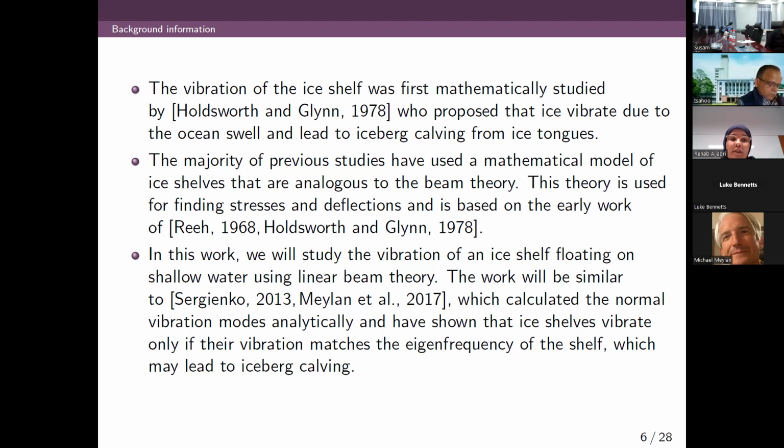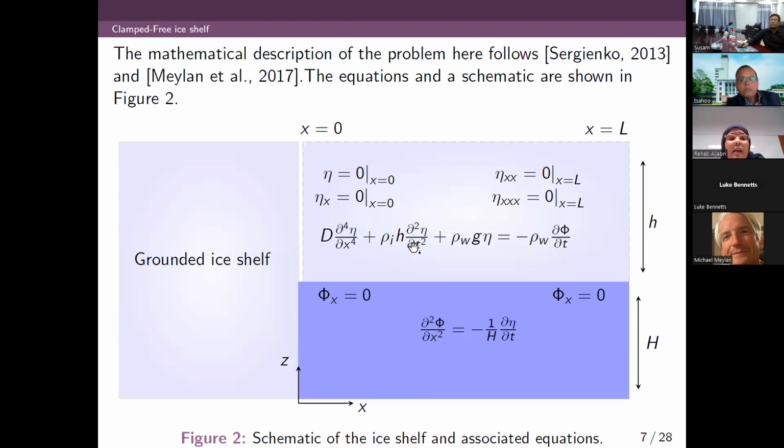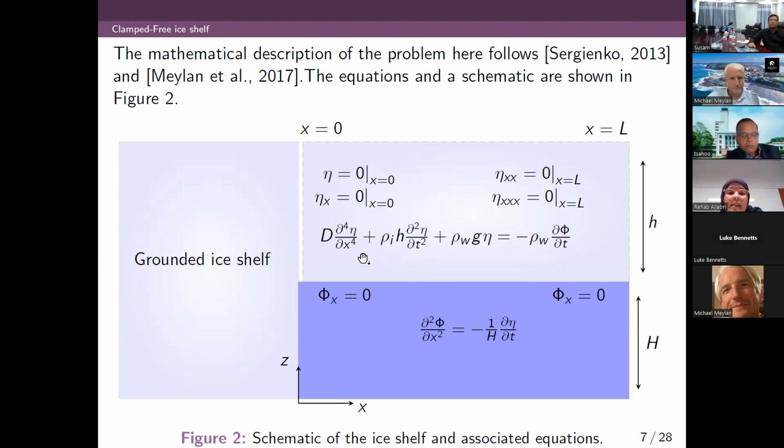In our work today, we will study the vibration of an ice shelf floating in shallow water using the same method, which is linear beam theory. This work will be similar to Sergienko and Milan, who calculated the normal vibration modes analytically and have shown that an ice shelf vibrates only if the forcing matches the eigenfrequency of the shelf, which may lead to iceberg calving. We can see here the mathematical problem and the schematic diagram of our problem. As I mentioned before, we will be following Sergienko and Milan.